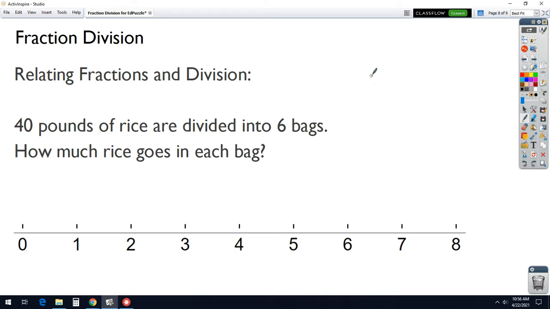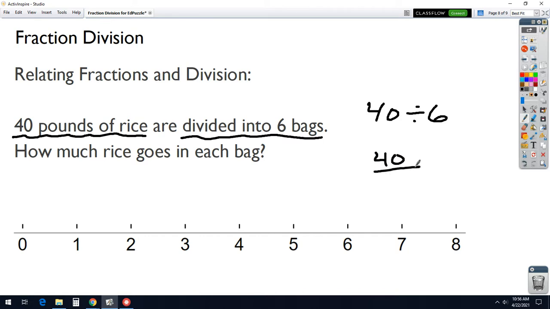So check out this one, our last one here. Relating fractions and division. This time we have 40 pounds of rice. That's going to be divided into 6 bags. So there's our problem, 40 divided by 6. So think what that would look like as a fraction. Well, the number we're dividing goes on top, and our divisor we're dividing by goes on the bottom. So 40/6. Okay, but what's 40/6? Like, what is that? 0, 1, 2, 3? Is it between one of these numbers?